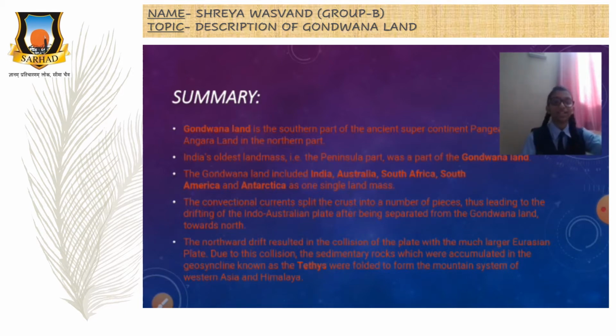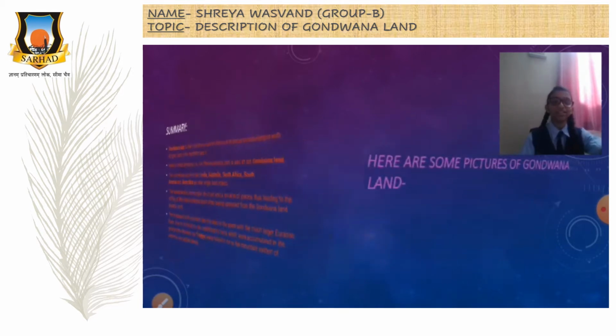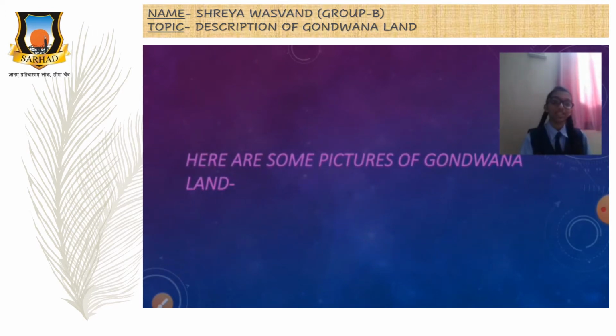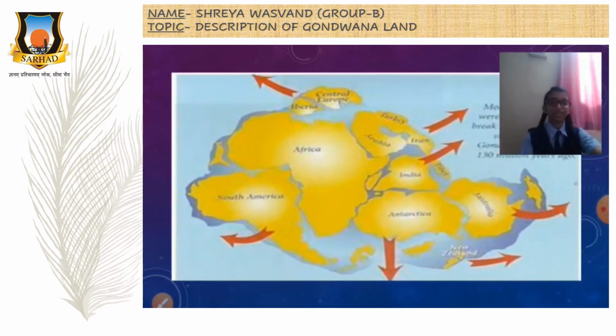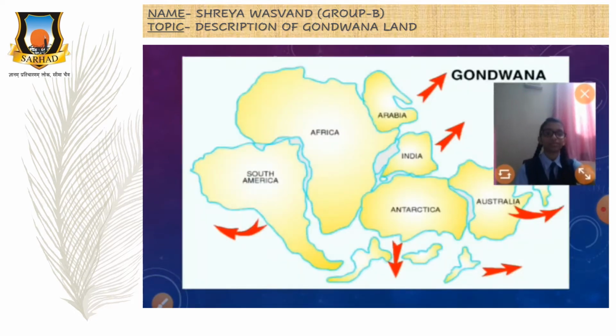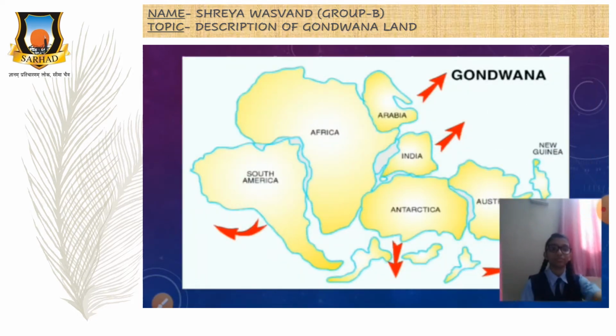Let's move to the next slide. Here I want to present some pictures of Gondwana land. This is a picture which gives us information about Gondwana land and all the continents or countries which were present in the Gondwana: Arabia, Africa, South America, Antarctica, India, Australia, and so on, as one single landmass.